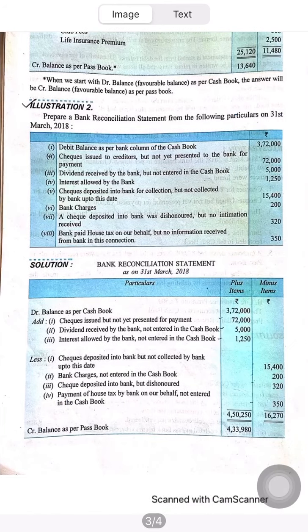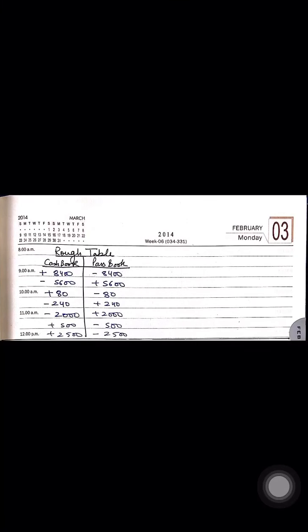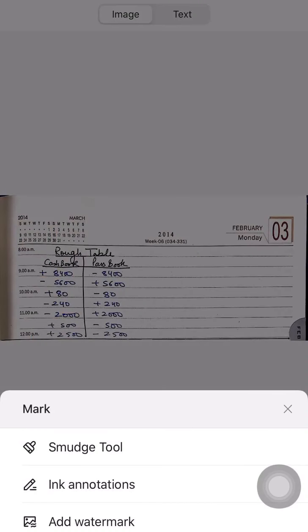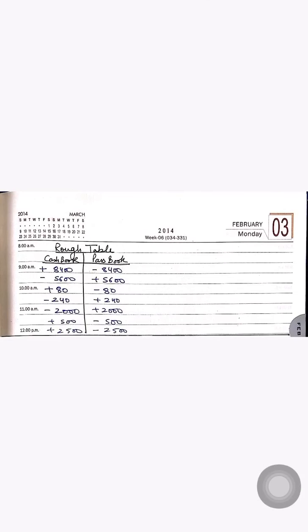So before starting this question, I will directly move towards a rough table. Okay, so in this rough table we have made 2 columns, cash book and passbook. So our first entry was check sent to bank for collection. If we are sending any type of check to bank, we will think that amount will be credited. So we have written it plus, but the check is not being credited by the bank. It means in the passbook, in the bank, it's still minus. So we have written minus 8,400.